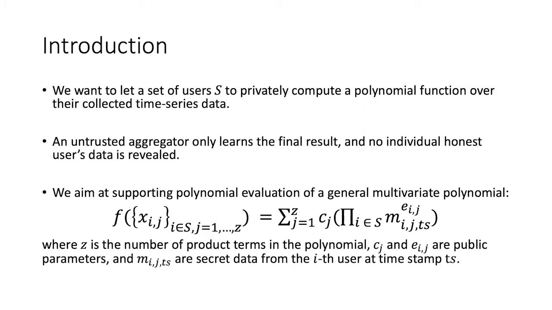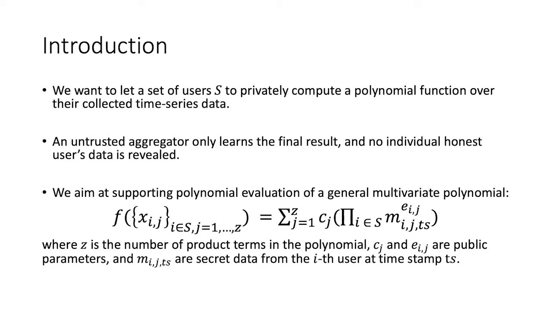So, given the current state of affairs, we are very motivated to solve this particular, more formalized problem. We would like to let a set of users, which we denote S, be able to privately compute some polynomial function over a collected set of their time series data. We would like them to be able to send their data in some encrypted form to some untrusted aggregator who will perform the computation such that although the aggregator can learn the final result, they are not able to learn any individual honest user's data in the plain text form.